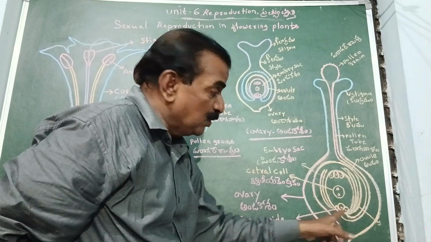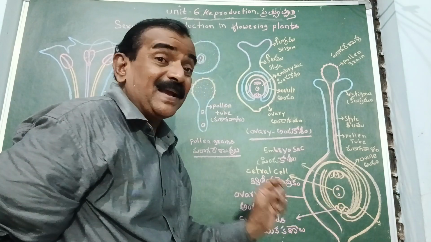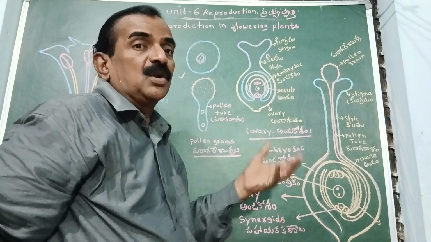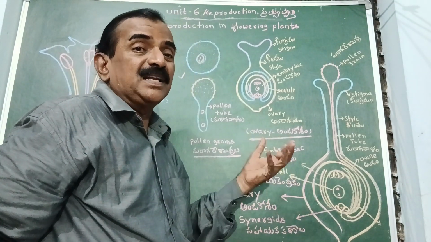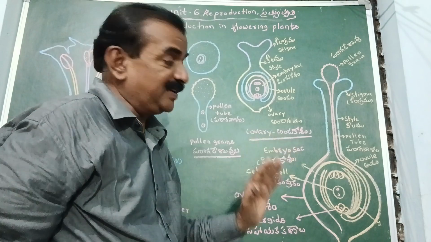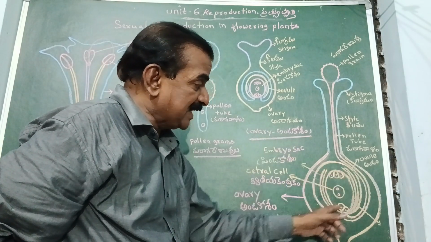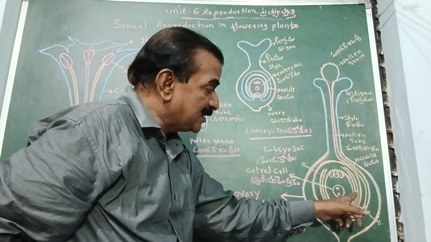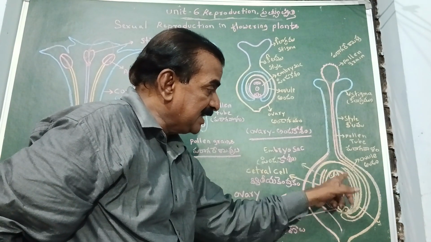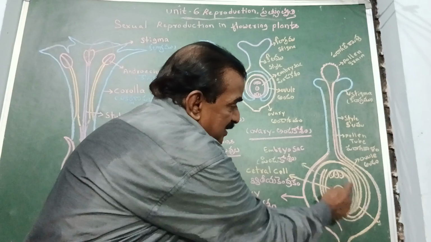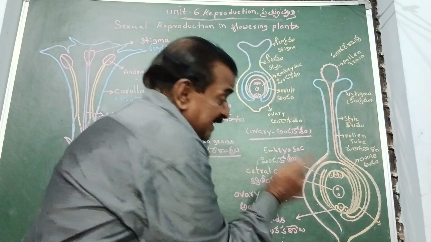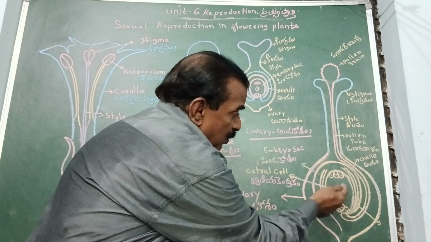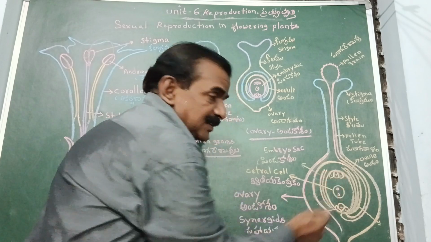Here this ovule consists of a megaspore mother cell, and this megaspore mother cell undergoes 1 meiotic cell division and 3 mitotic cell divisions. Later it forms the embryo sac. These are the outer integument and the inner integument, and this is the embryo sac. The embryo sac consists of 7 cells: 1, 2, 3, 4, 5, 6, 7.